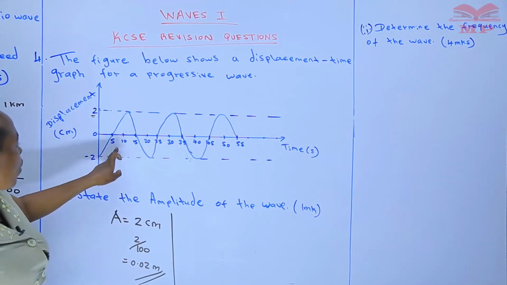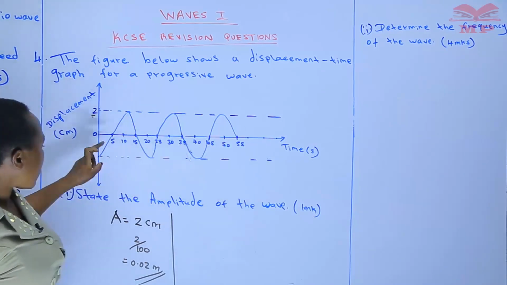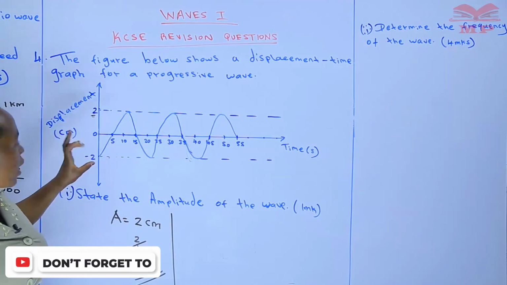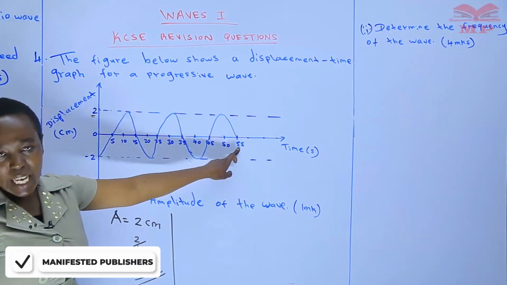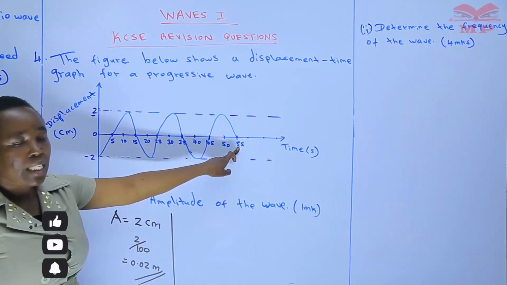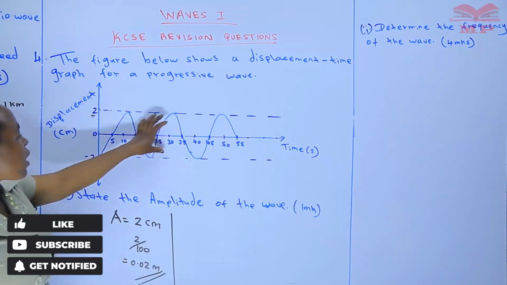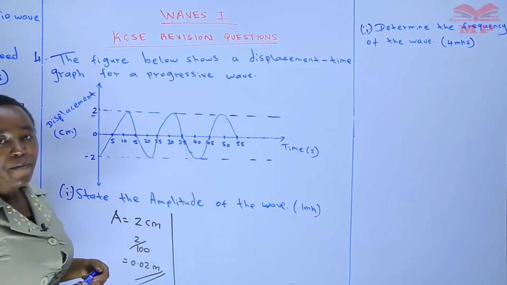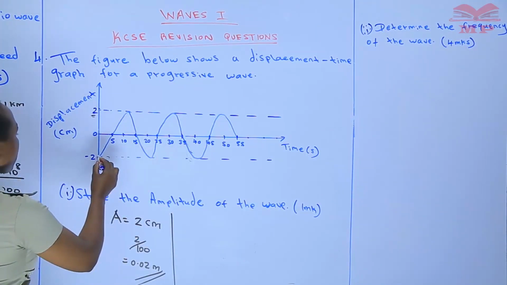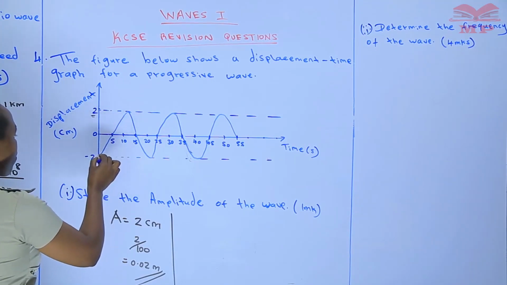So if we look at our time here, there is nowhere we have 1 second. But we can calculate how many oscillations there are in 55 seconds. Then we ask ourselves, what about in 1 second? So we want to calculate the number of oscillations in 55 seconds. So we start from here. We don't start here, we start where the wave begins.